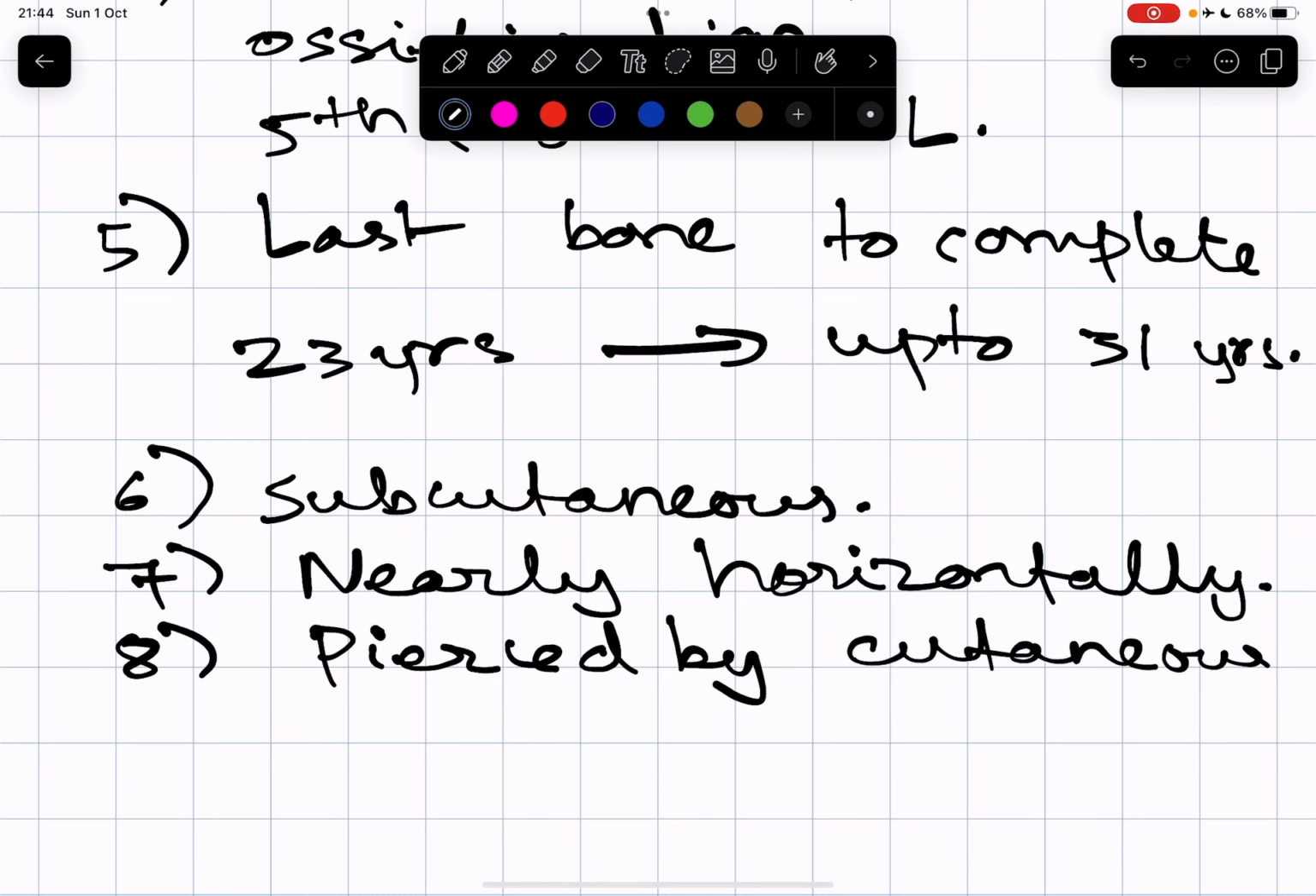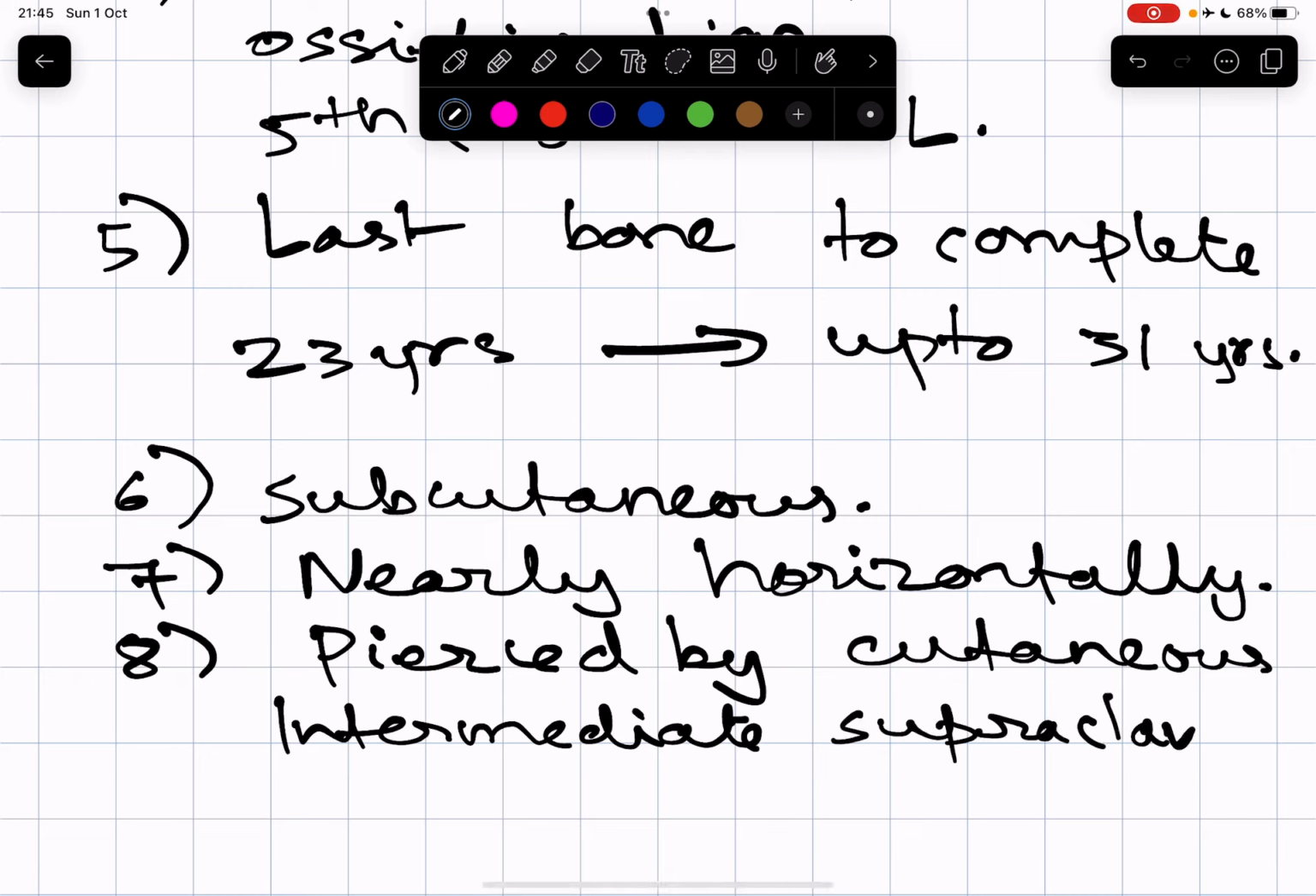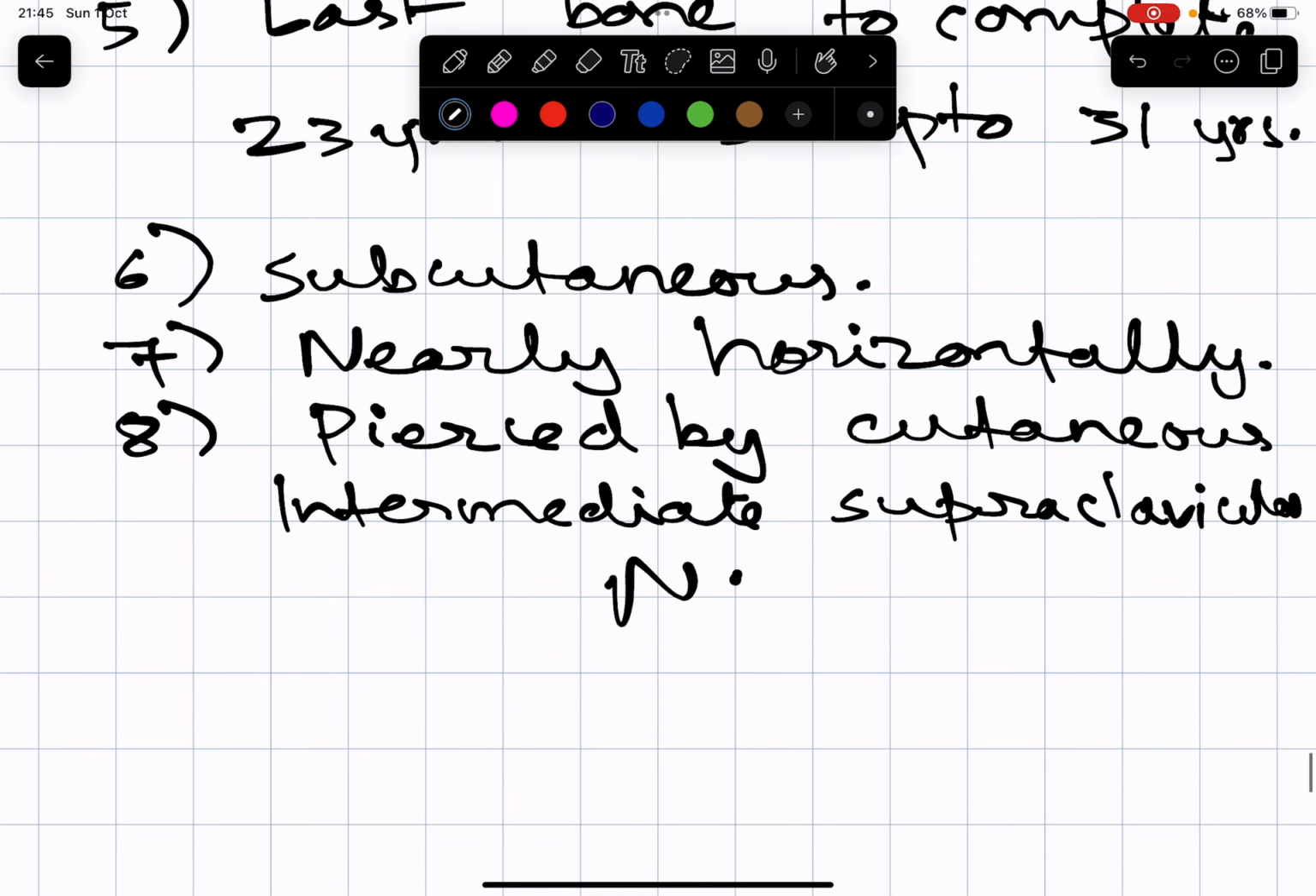So which cutaneous nerve will pierce the clavicle? The intermediate supraclavicular nerve. Not always, but often it pierces the shaft of the clavicle. So these are the different peculiarities of the clavicle. I want you to add more peculiarities to this list.